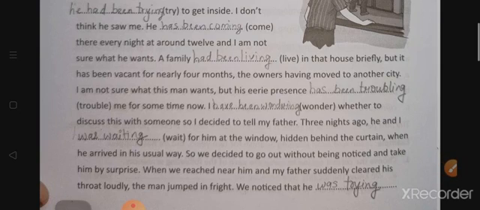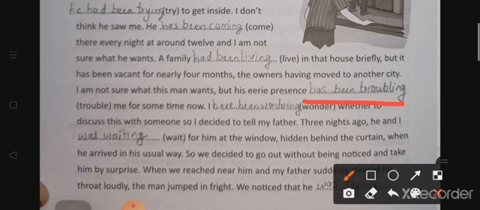I am not sure what this man wants, but his eerie presence dashed me for some time now. That means his presence is troubling him, and it has been going on for a few days. Since he saw him, he has been feeling troubled. So we are going to use over here has been troubling. That is present perfect continuous tense.